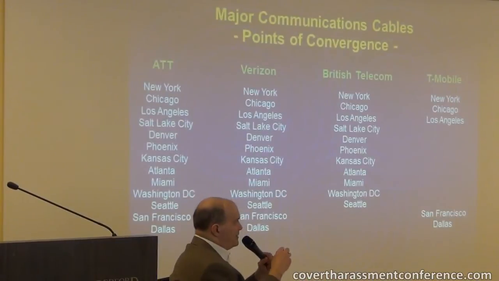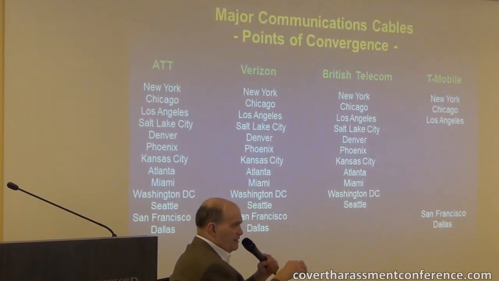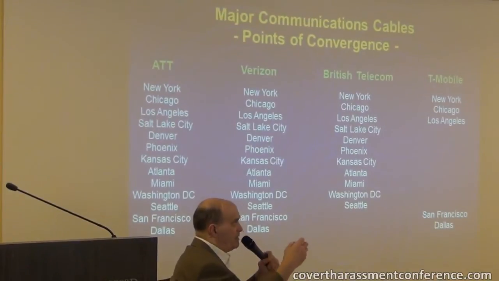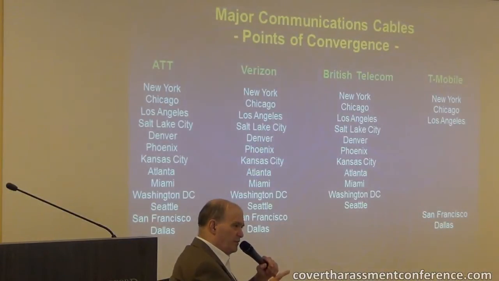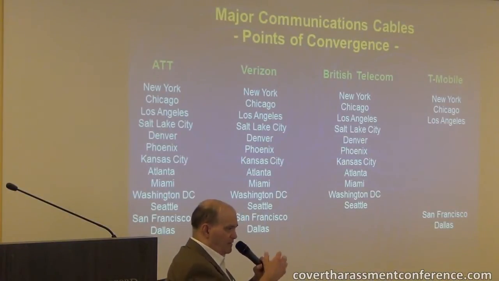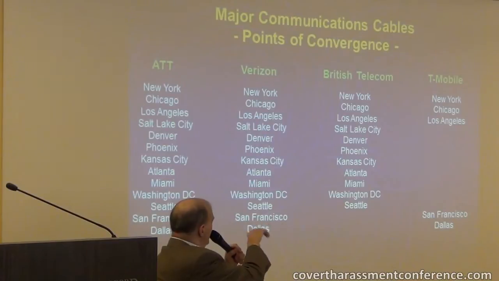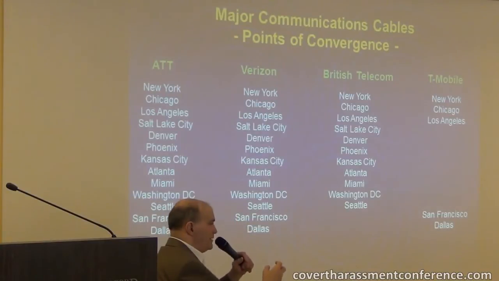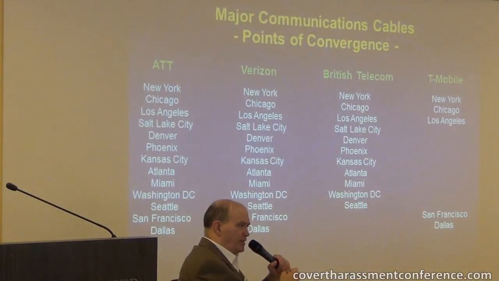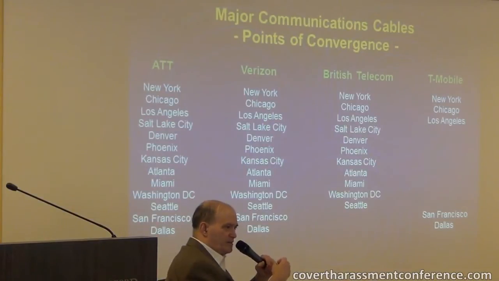In collecting information, you want to optimize the data that you're collecting. So you have to look at where these fiber lines converge, because if you put a collection device at that point, you can see many fibers simultaneously and optimize your output. So the idea is to find where those lines converge, and that's where you want to put your collection device. These are the only four that I looked at, but between AT&T, Verizon, British Telecom, and T-Mobile, these are the cities where at least three or more fiber lines converge. That's an optimal point to put collection devices, because it picks up all the communications on all those lines.